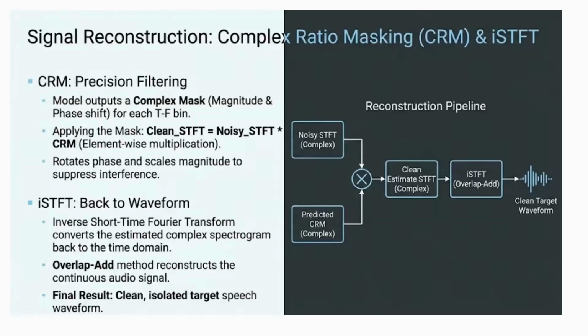Signal reconstruction. Finally, for reconstruction, our model predicts a complex ratio mask, CRM. We apply this mask via element-wise complex multiplication to the noisy input, which rotates the interference phase to cancel it out. The result is converted back to the time domain using an inverse STFT, delivering a smooth, artifact-free waveform that concludes our methodology.